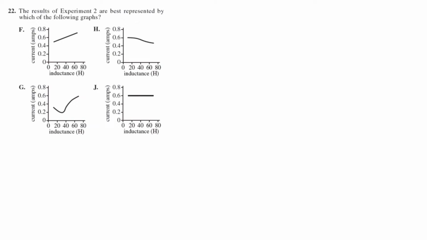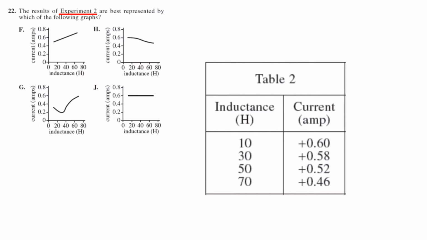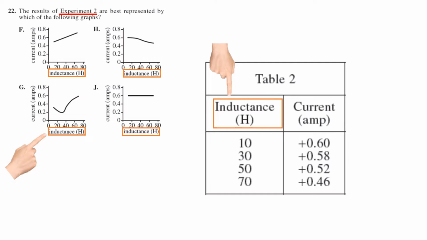Number 22, the results of experiment 2, as the table 2 are best represented by which of the following graphs. So put your finger on experiment 2, make sure you're looking at the correct place. Inductance is the first column, and we see it go as it gets bigger, 10, 30, 50, 70. Make sure you draw an arrow to know which direction you're going.